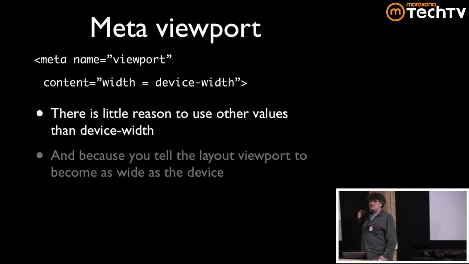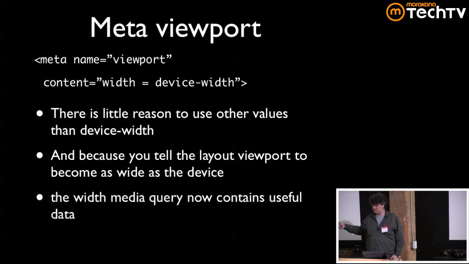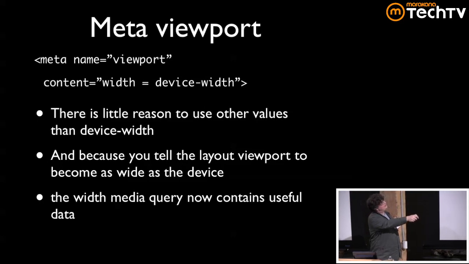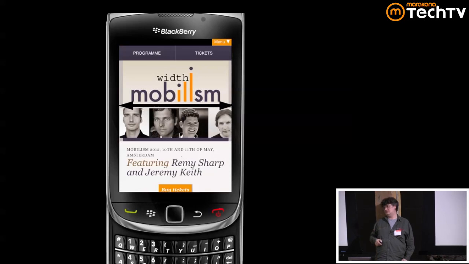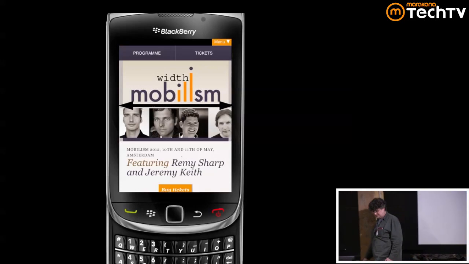And the trick is, you now basically tell the layout viewport to become as wide as the device, and the width media query, which uses the layout viewport, now contains useful information. Basically now the width media query shows us exactly what we want. It shows us how wide the site is going to be on this device. How wide does the device vendor think the site ought to be in order to be shown properly on this device? You can find that information in the width media query.